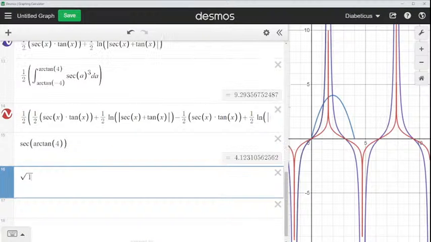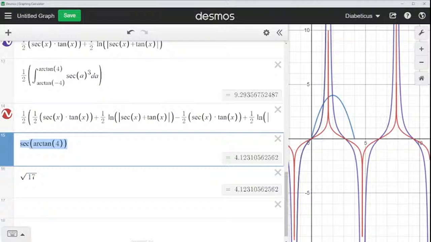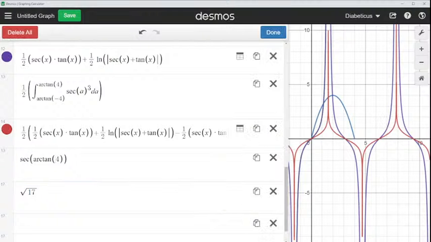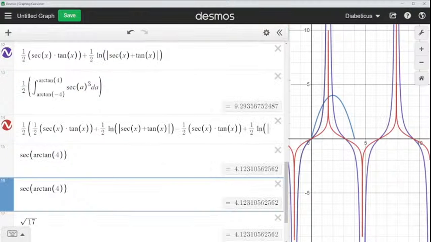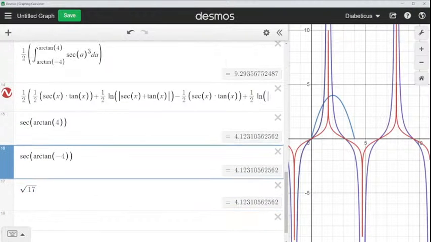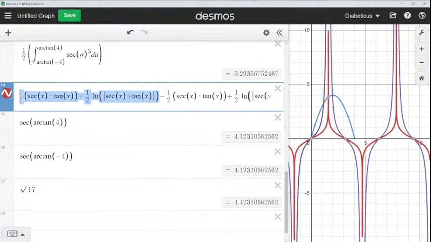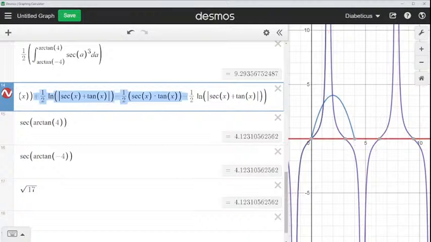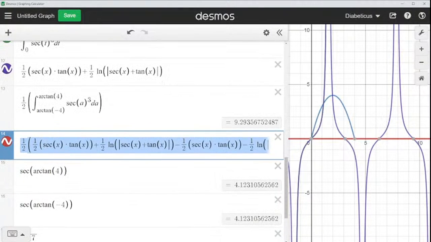This is square root of 17. I did some off-screen math. Hold on. How about arctan of -4? Is that the same thing? It's the same thing. Okay. Let me check my math. Should have a minus. I'm checking my numbers for a bit.